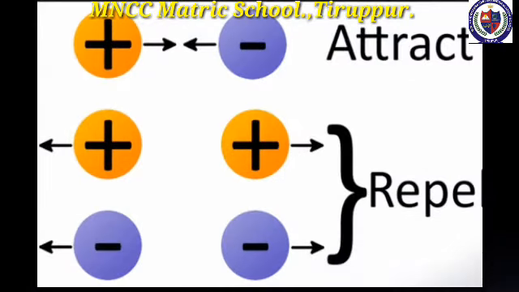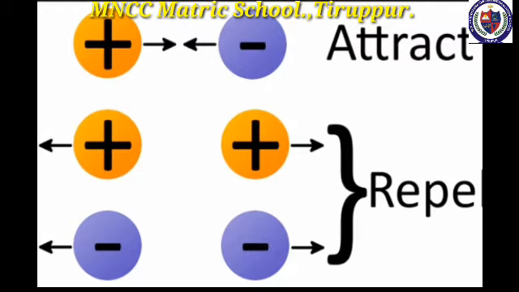Next we move to charges. Charge, or electric charge, is the basic property of matter that causes objects to attract or repel each other. It is carried by the subatomic particles like protons and electrons. Charges can neither be created nor be destroyed. There are two types of charges: number 1, positive charge, and number 2, negative charge. Protons carry positive charge and the electrons carry negative charge.